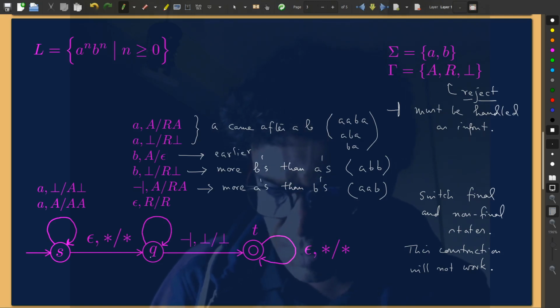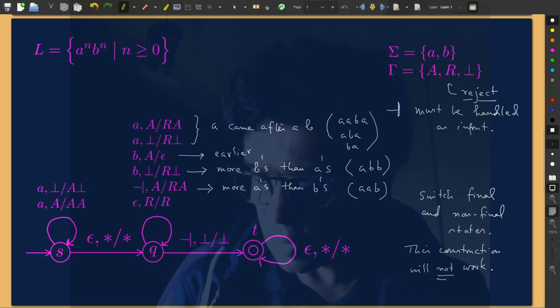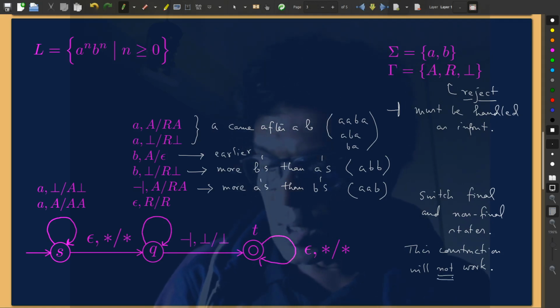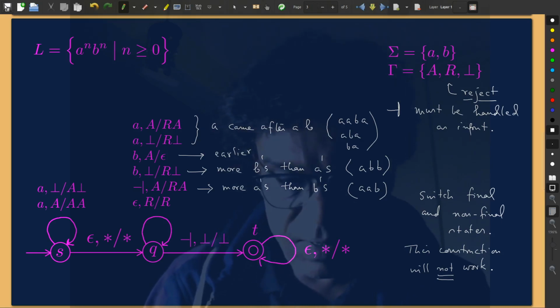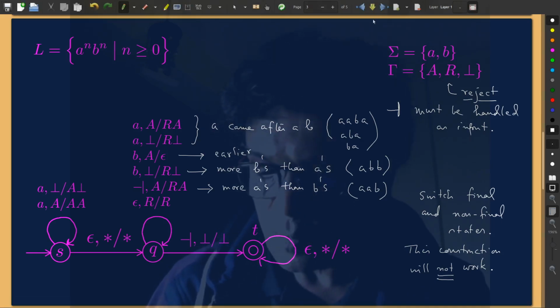But if the machine keeps on looping here, now even if this is now a final state for the complement, it will never have the option to read this and eventually accept. Okay. So just switching the final and non-final states will not work. Okay. So for that, we need something more to do.